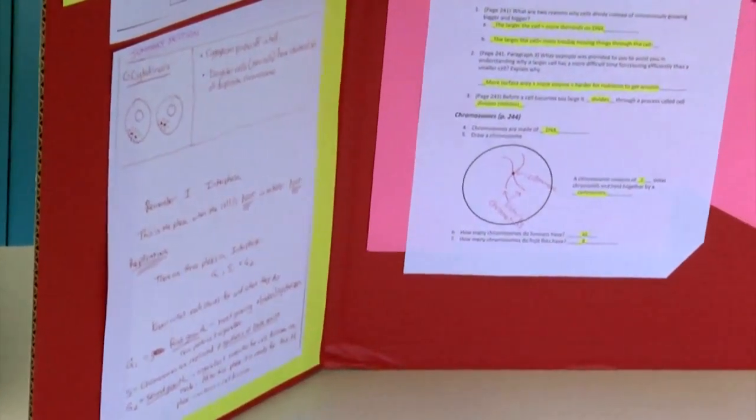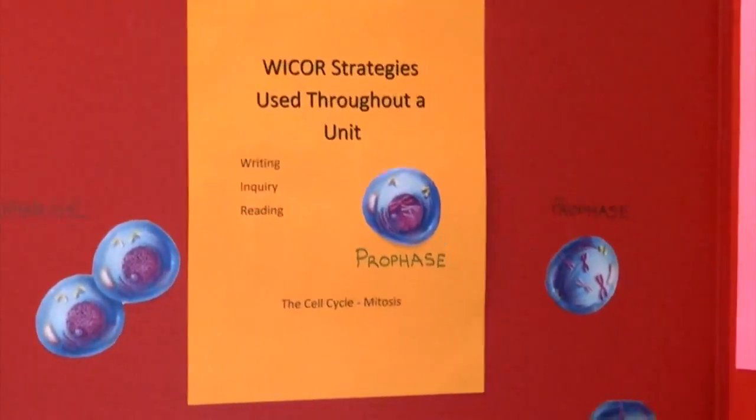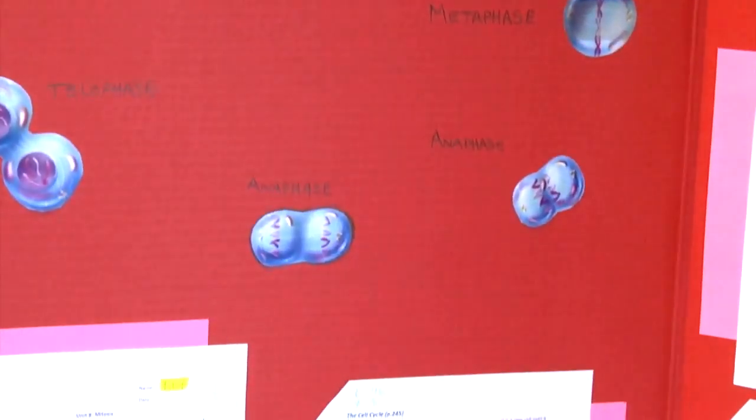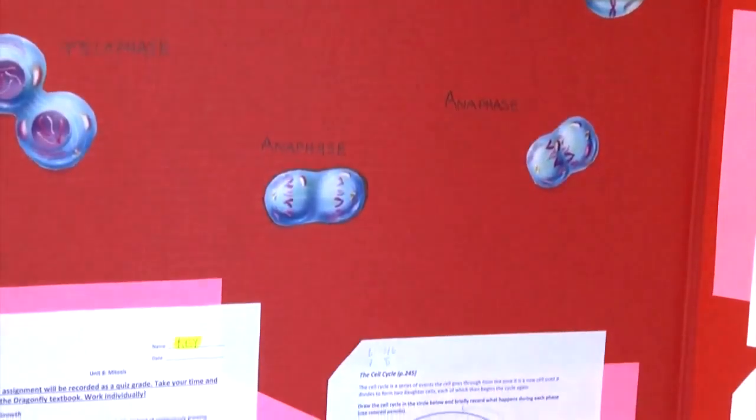And this is just, as the title states, WICOR strategies used throughout a unit, and so we have mitosis here. Textbook has been used. Principal Mr. Case has told us that he wants us to use a textbook a little bit more, so this is an example of how we're going about doing that.